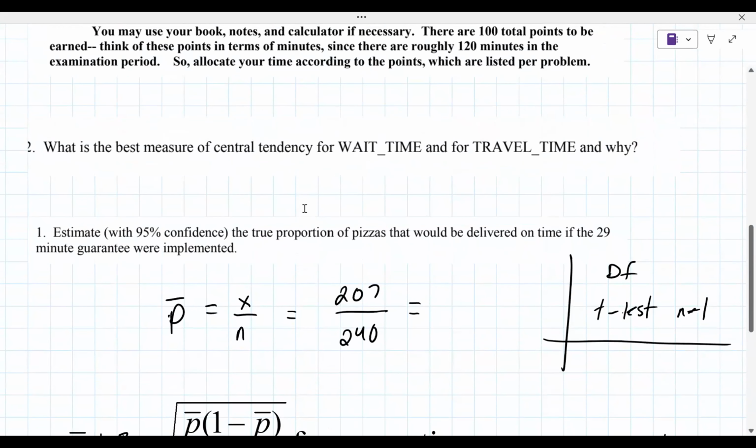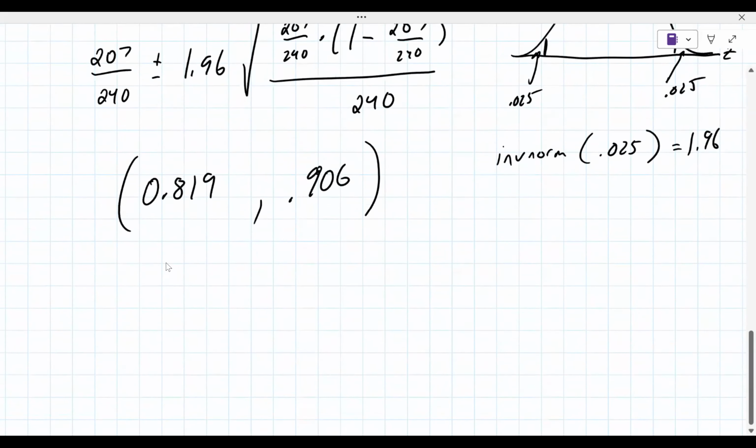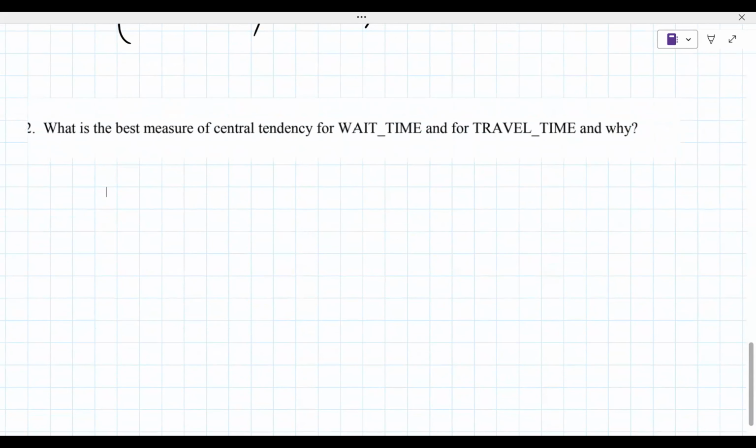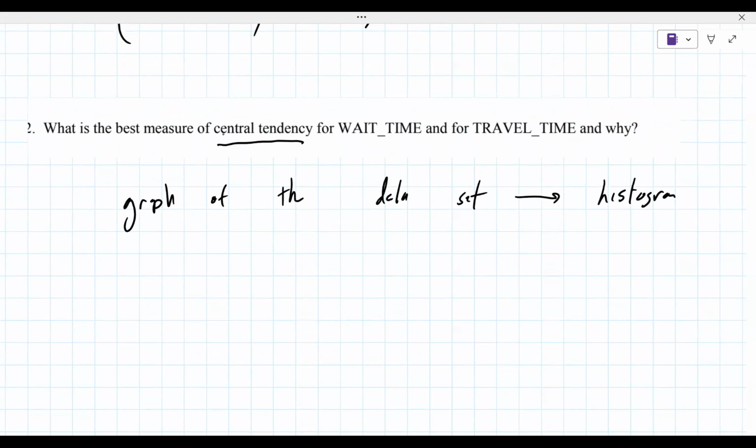Okay, so the next question we had here says, what is the best measure of central tendency for wait time and travel time? So the best way to figure out central tendency is to have some sort of a graph of the data set. And typically you look for a histogram to see the shape here. Now, Excel does not have a very good built-in histogram feature, unfortunately. So what I'm going to do here is go to another piece of software that I like that's free.